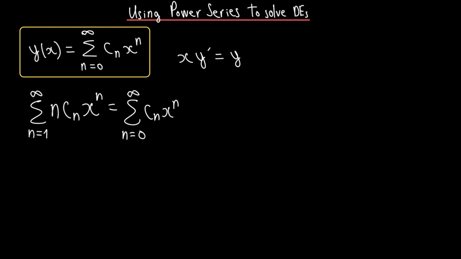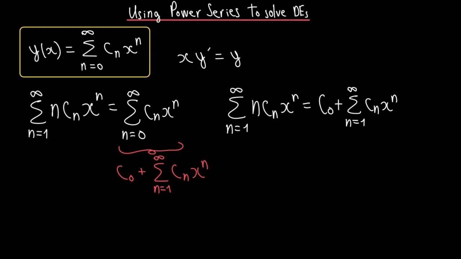On the left side, we have that n starts from 1, but on the right side, we have that n starts from 0. And so what we do is we write down the first term of our summation on the right, which is, well, C0 plus the infinite series, but this time n goes from 1 to infinity of Cn x to the power of n. But the problem is we still can't compare these two sums because we have an isolated C0 over here.